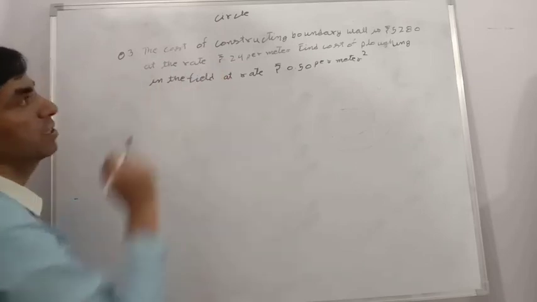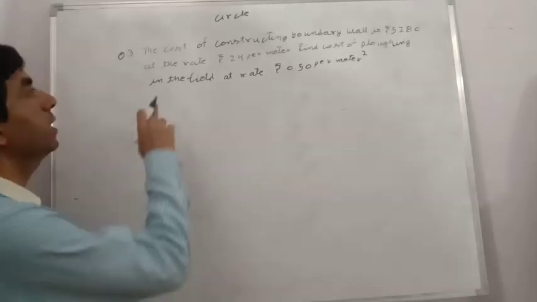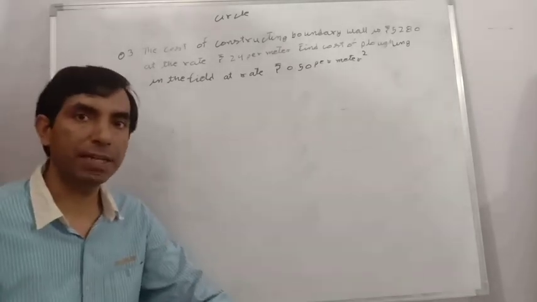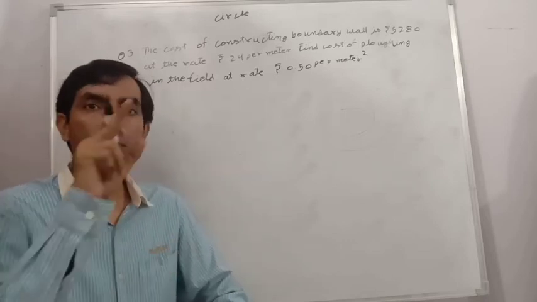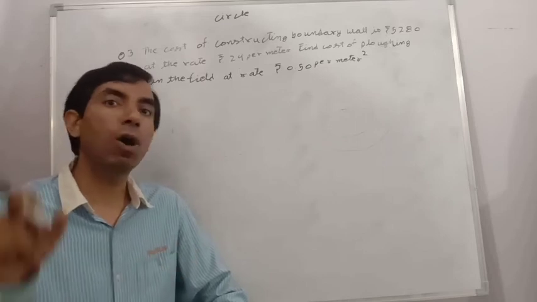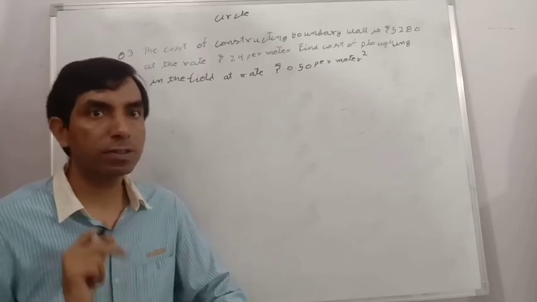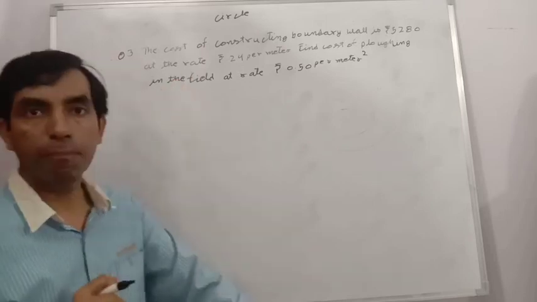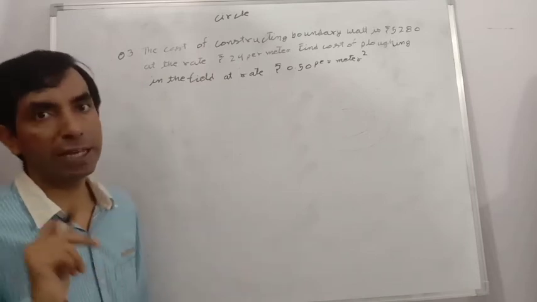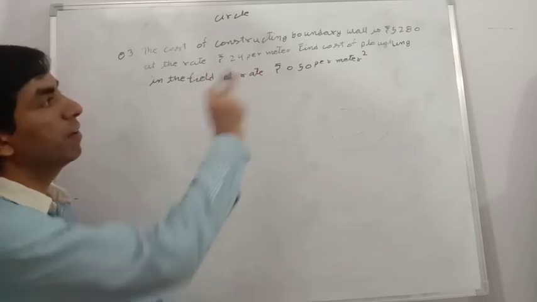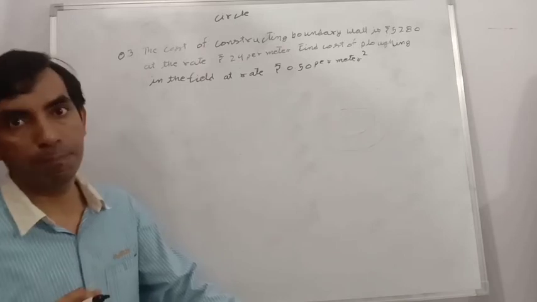Here the cost of constructing the boundary wall is 5,280 rupees and the rate is 24 rupees per meter. Per meter means the boundary wall is made all around the field. So that is the perimeter of the circle because it is a circular park. We know that the perimeter of a circle is 2 pi r. But here we are given the total cost and the rate. Now we have to find the total perimeter.